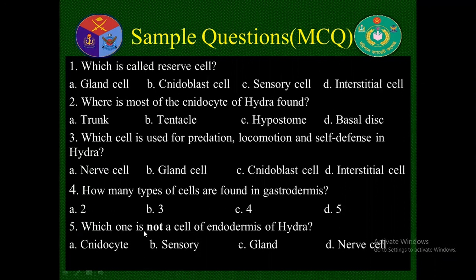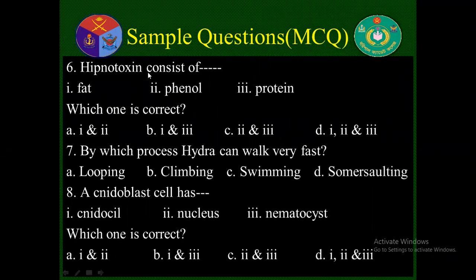Number five, which one is not a cell of endodermis of Hydra? Neurocyte, sensory, gland, nerve cell. Number six, hypnotoxin consists of 1 fat, 2 phenol, 3 protein. Which one is correct? 1 and 2, 1 and 3, 2 and 3, 1, 2 and 3. Number seven, by which process can Hydra walk very fast? Looping, climbing, swimming, somersaulting. Number eight, a neuroblast cell has 1 nidocil, 2 nucleus, 3 nematocyst. Which one is correct? 1 and 2, 1 and 3, 2 and 3, 1, 2 and 3. Okay, dear boys, you have to find out the answers to these questions. If you follow my class, you will get the answers easily.